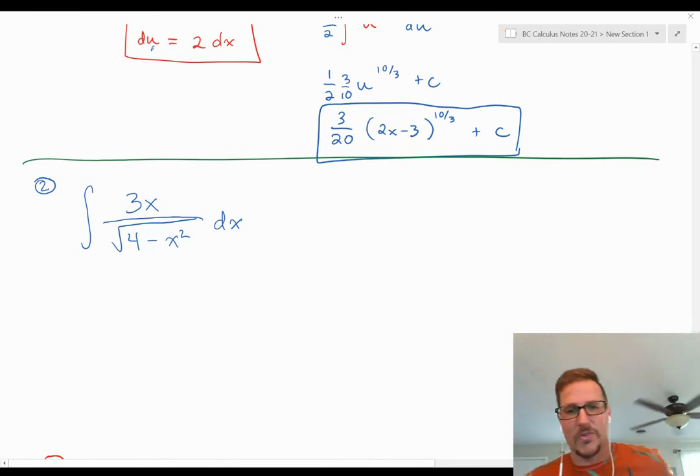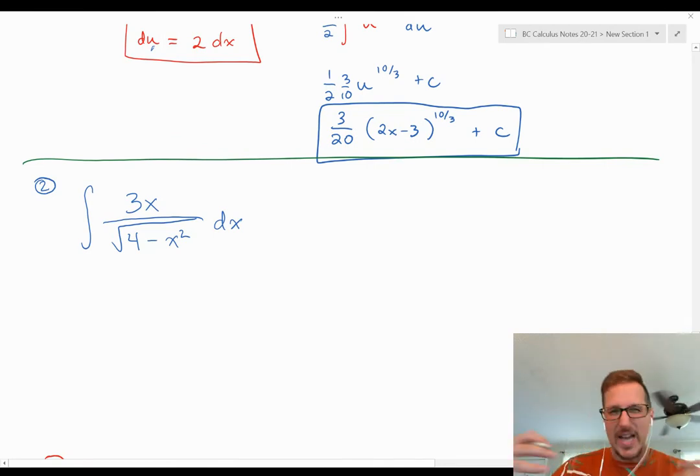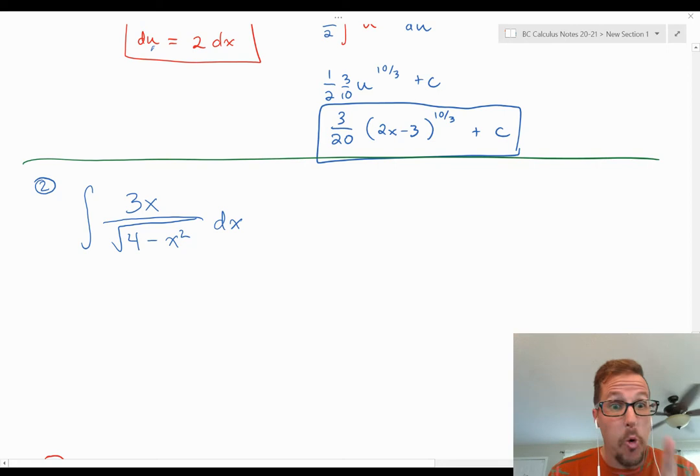You're seeing how things are working. We're just trying to build the idea of u substitution. So this next one, let's take a look at it. Ooh, wait, that totally looks like arc sine, doesn't it? That totally looks like arc sine. That square root of 4 minus x squared in the denominator.